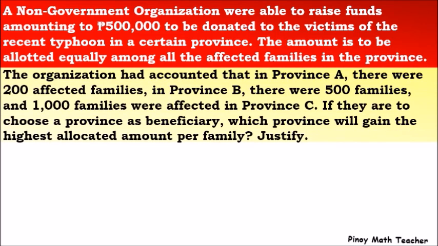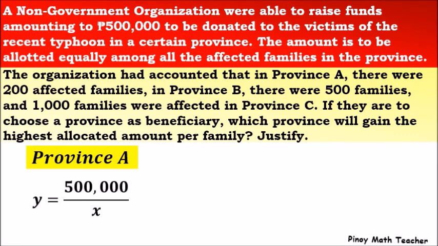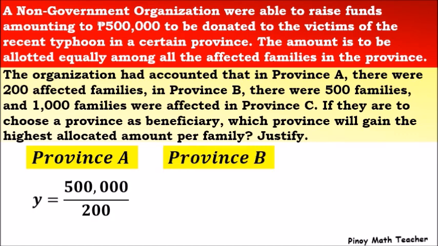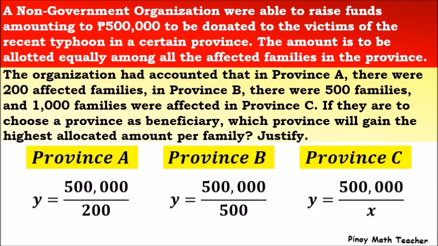The organization had accounted that in Province A, there were 200 affected families. In Province B, there were 500 families. And 1,000 families were affected in Province C. If they are to choose a province as beneficiary, which province will gain the highest allocated amount per family? Ang gusto nating malaman ay kung aling province dito yung may matatanggap na pinakamataas na amount ang bawat pamilya. So, solve for Y tayo.